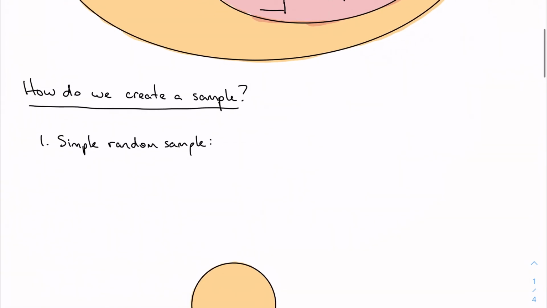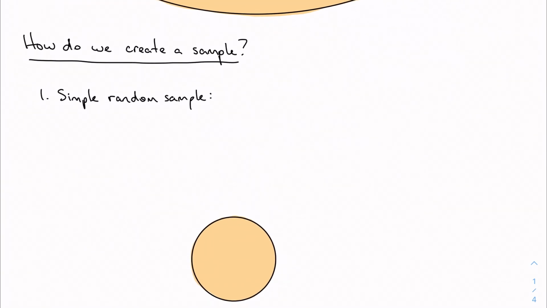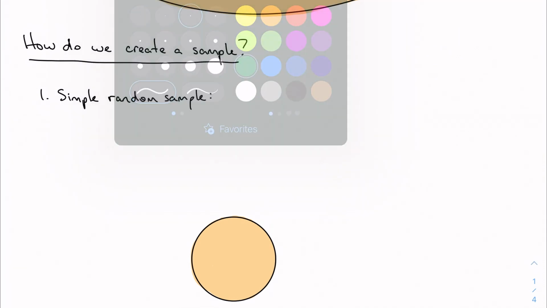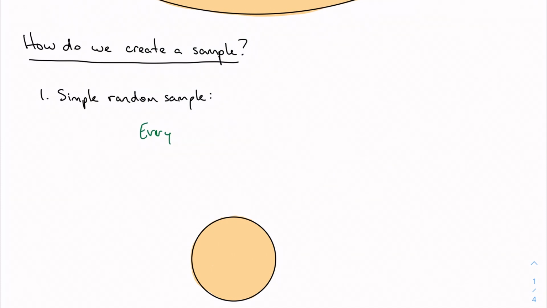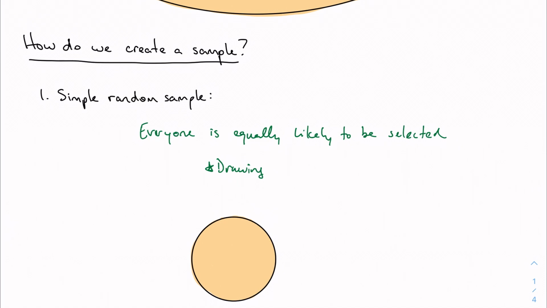So there are three different ways we can create a sample. The first is a simple random sample, and that's just where everybody has an equal chance of being selected. Everyone is equally likely to be selected. And I might just do this with some kind of drawing. I put names in a hat. I could use a random number generator. Anything that allows me to just completely randomly select however many people I need.